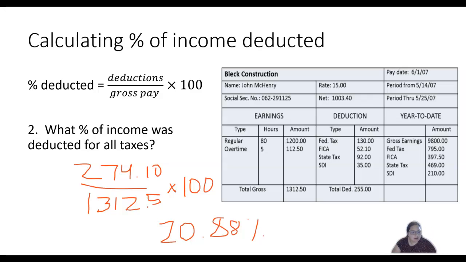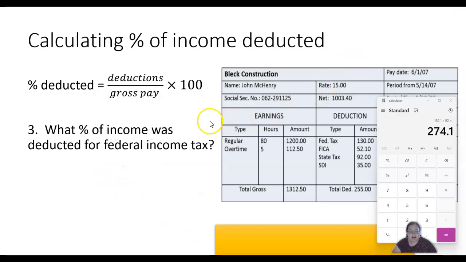All right, finally, what we want to talk about is the federal income tax. So what percent of income was deducted for the federal income tax? I'm only looking at the $130. So on this, we take our deductions, which we only are concerned with the 130. We're going to divide that by the income, $1,312.50, and then multiply that by 100. So as you can see, what I get here is 9.9%.